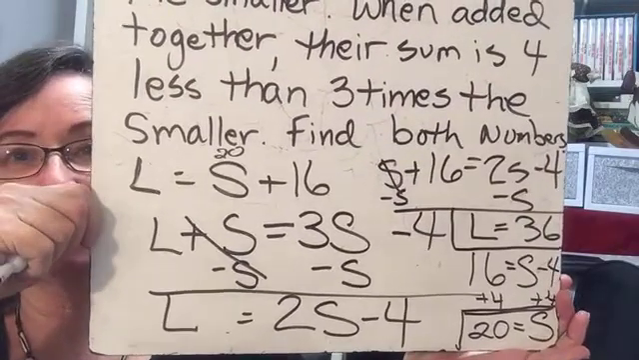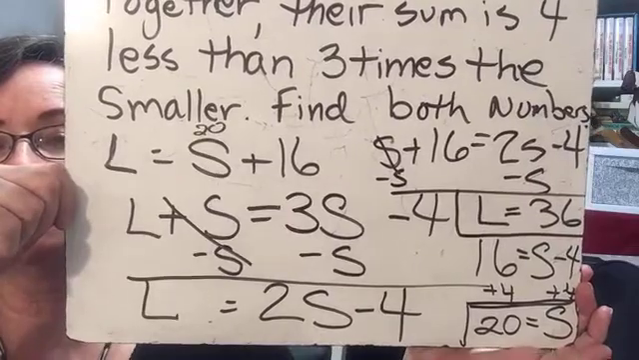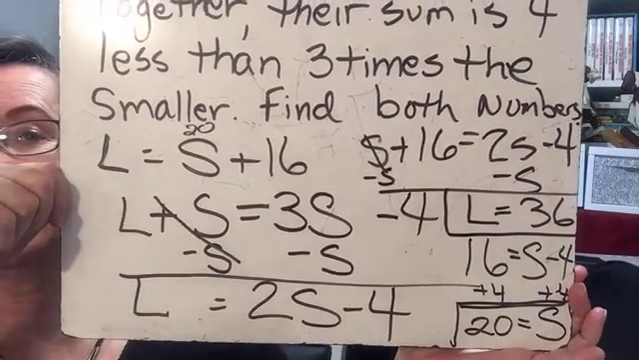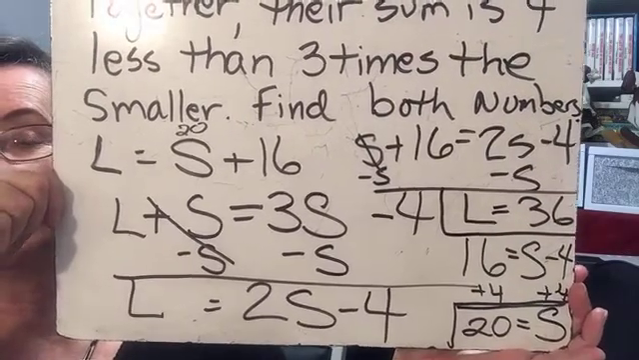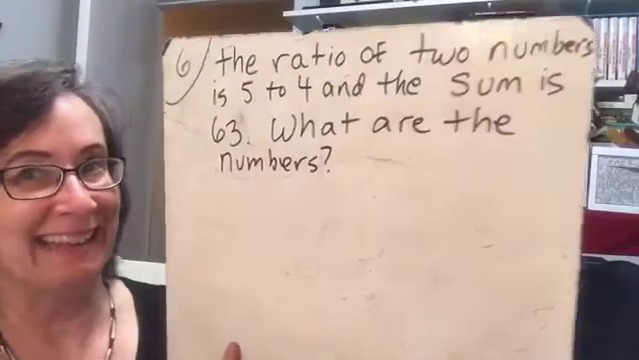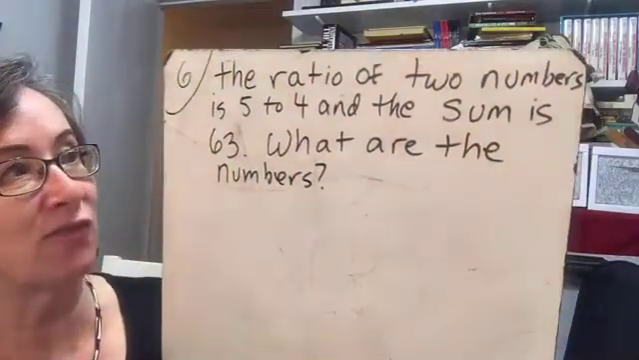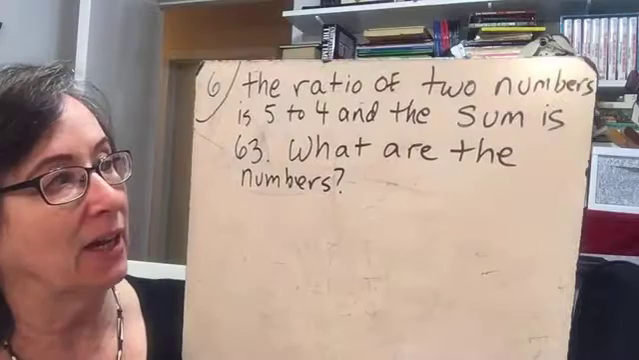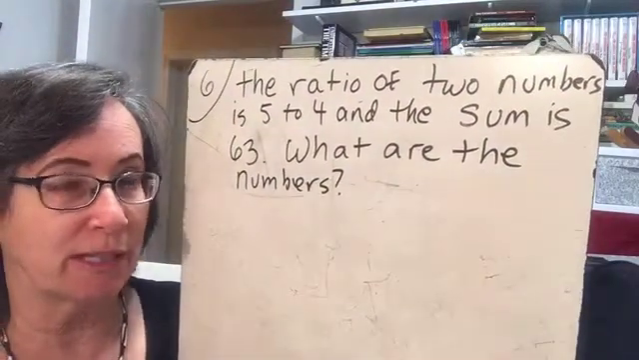And wasn't that fun? That one was a little bit spicier than the last one, a little bit more difficult, a little bit more of a challenge, and I do like a challenge. So we have one more example, and then we have some practice problems. Okay, last example. The ratio of two numbers is 5 to 4, and the sum is 63. What are the numbers? Well, again, we have a larger and a smaller number.